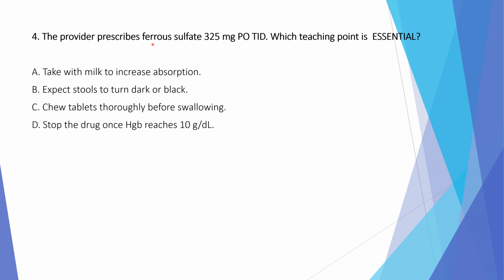The provider prescribes ferrous sulfate, so it's the iron, 3 times a day. Which teaching point is essential? Take with meals to increase absorption. We said earlier in domains what to avoid. Expect stool to turn dark or black. Chew tablets thoroughly before swallowing. Stop the drug once the hemoglobin reaches 10 grams per deciliter.